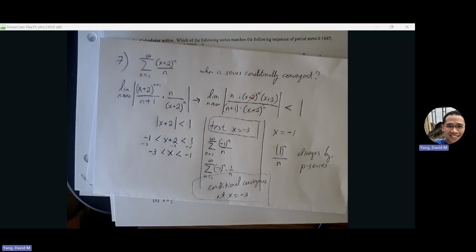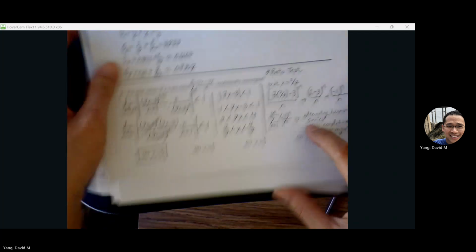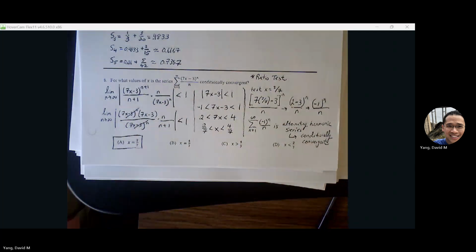All right, let me go over this, page 7. For number 8, we set up our ratio test, right? Guys, let me go over this. So my a sub n plus 1 divided by a sub n. And I'm just expanding everything out, see what's left over. And the only thing that's left over is the absolute value of 7x minus 3 is less than 1. Are we good up to there?